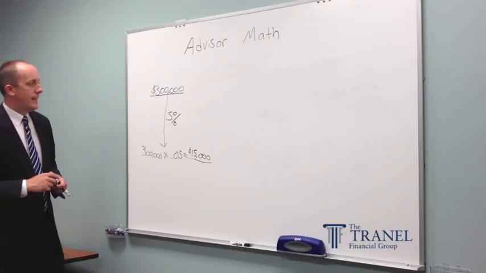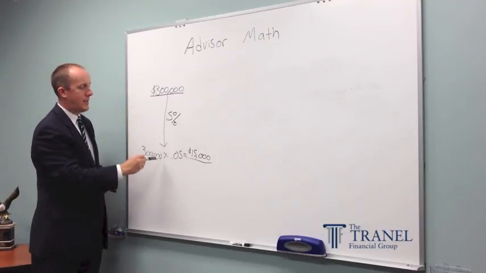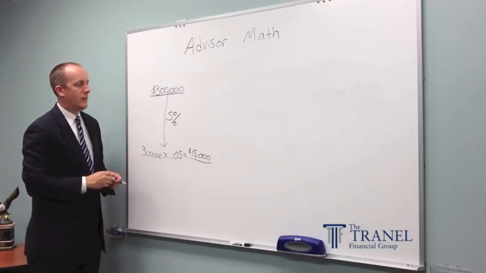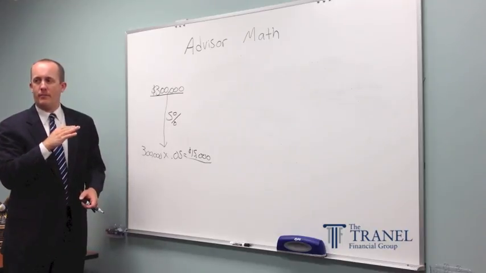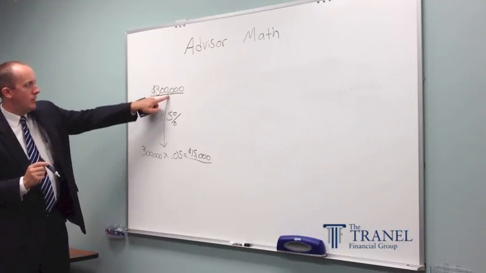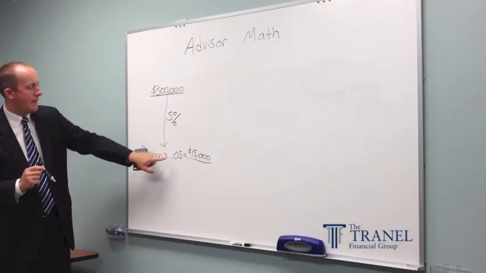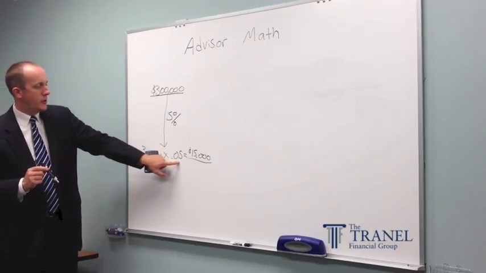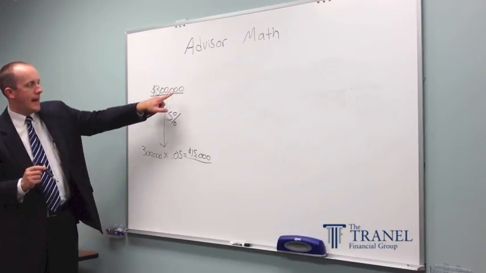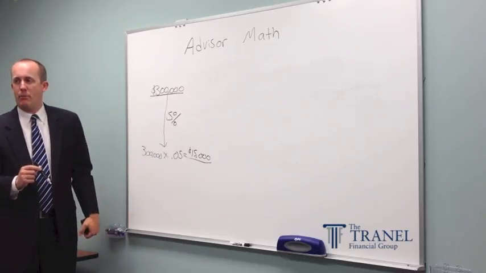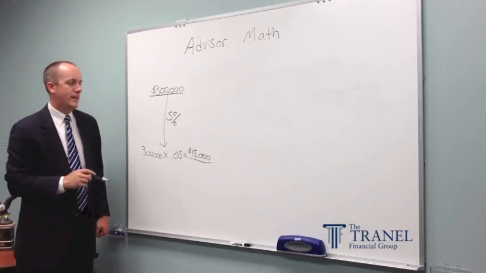Now, this is, of course, easy to understand, but what if you wanted to go the other way? Well, naturally, you multiplied by 0.05 to figure this out. So if you wanted to go the opposite way, you would divide by 0.05. Here's what I mean by this.